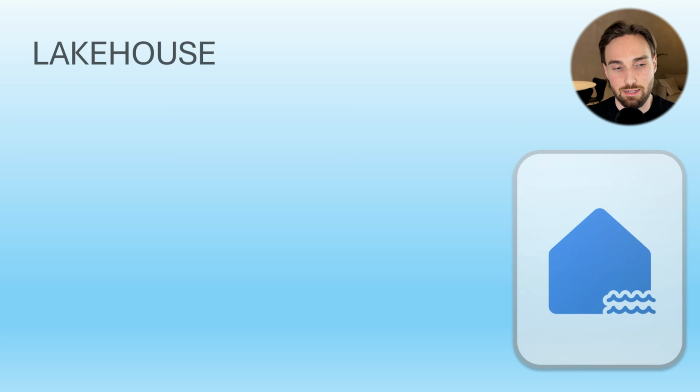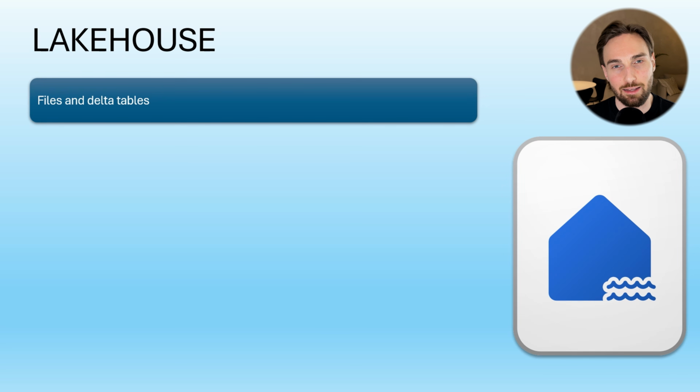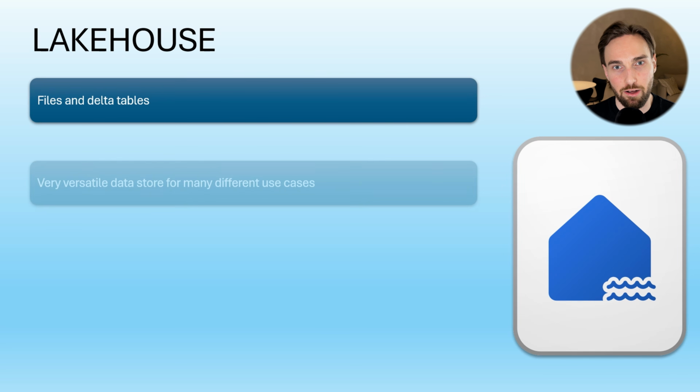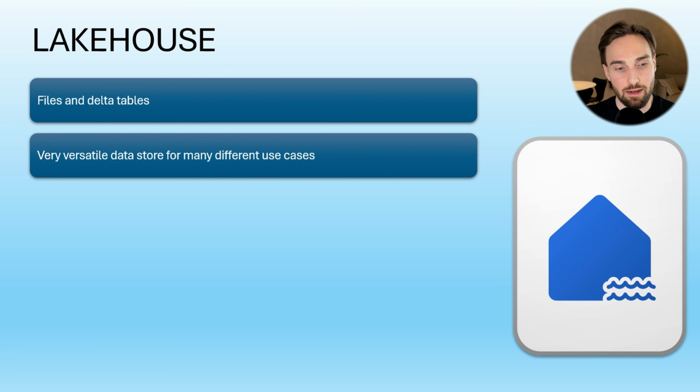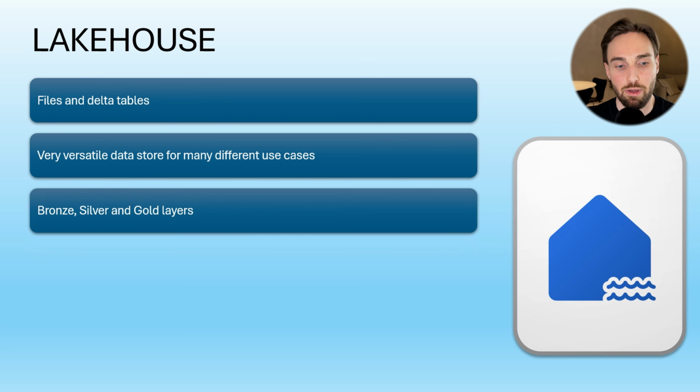Now let's summarize a few key points about the Lakehouse before exploring it in Fabric. Like discussed, Lakehouse can store files and Delta tables, which makes it a very versatile data store for many different use cases. And since Lakehouse is so versatile, it can be used in any layer of the Medallion architecture, but it is especially suited for silver and bronze layers.